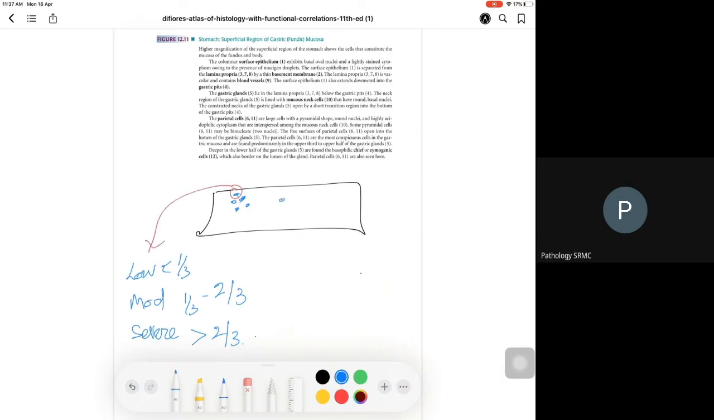Same biopsy from some other patient, there are 5 pieces, and they are seen in 2, I call it moderate. Some other different patient, 5 pieces, the lesion is seen in 4 pieces, then I will call it severe. This is known as rule of third. The 1/3, 2/3 or more than 2/3.